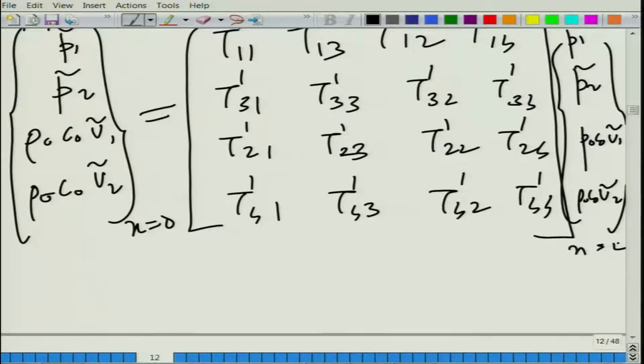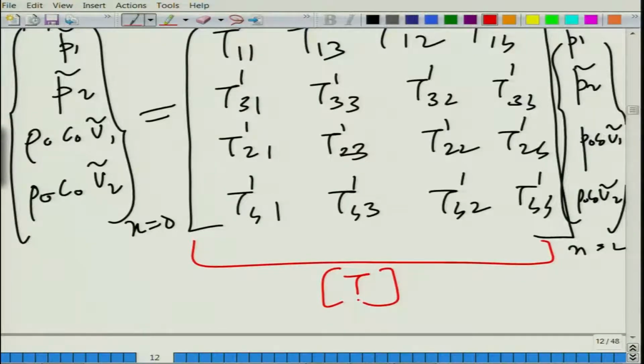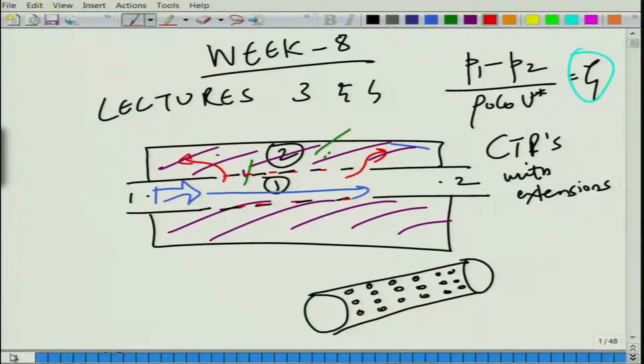Once we have this sort of an arrangement of the transfer matrix, let us call this entire thing the T matrix. So, there was a reason why I called the earlier one T1. This is simply the T matrix. So, we can write this entire thing as T times this vector. Now, going back to our ECTR configuration, extended concentric tube resonator, that means a CTR with neck extensions at the inlet and outlet.